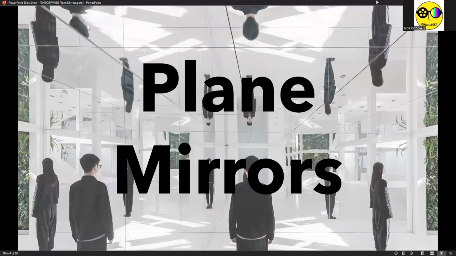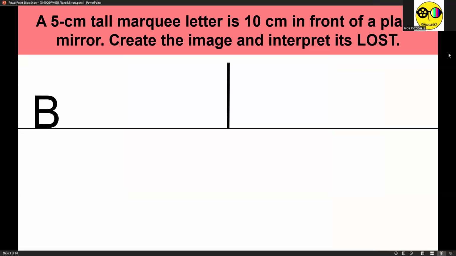In this lesson, we will finally learn how to create images and identify the properties of images formed by plane mirrors. This was our first and only problem for this lesson. Let me read it to you. A 5 centimeter tall marquee letter is 10 centimeters in front of a plane mirror. Create the image and interpret its LOST, which is an acronym. Our object is a 5 centimeter tall marquee letter, in this case, letter B.